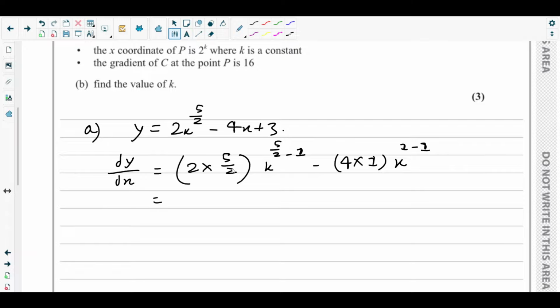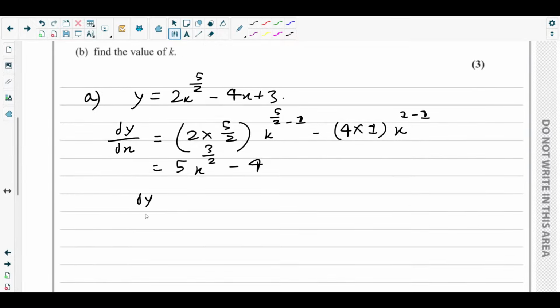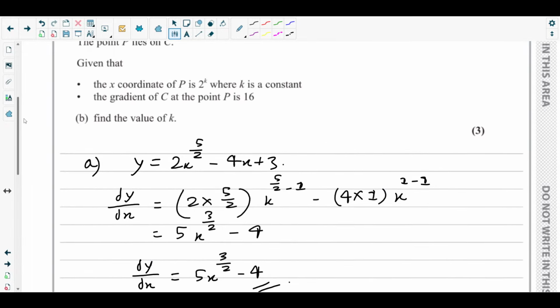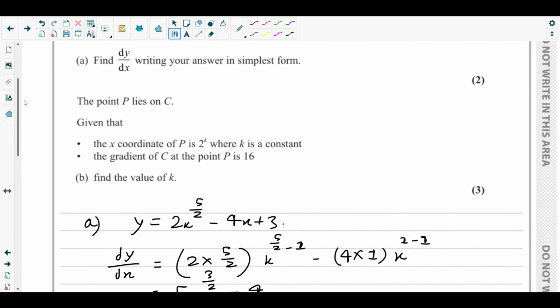So if you multiply, you will get 5x to the power 3 over 2 minus 4 times 1, it's 4, x to the power 0, and x to the power 0 is 1. So we got the derivative dy over dx, it is 5x to the power 3 over 2 minus 4. And that's the answer for part A. Okay, let's move to part B.